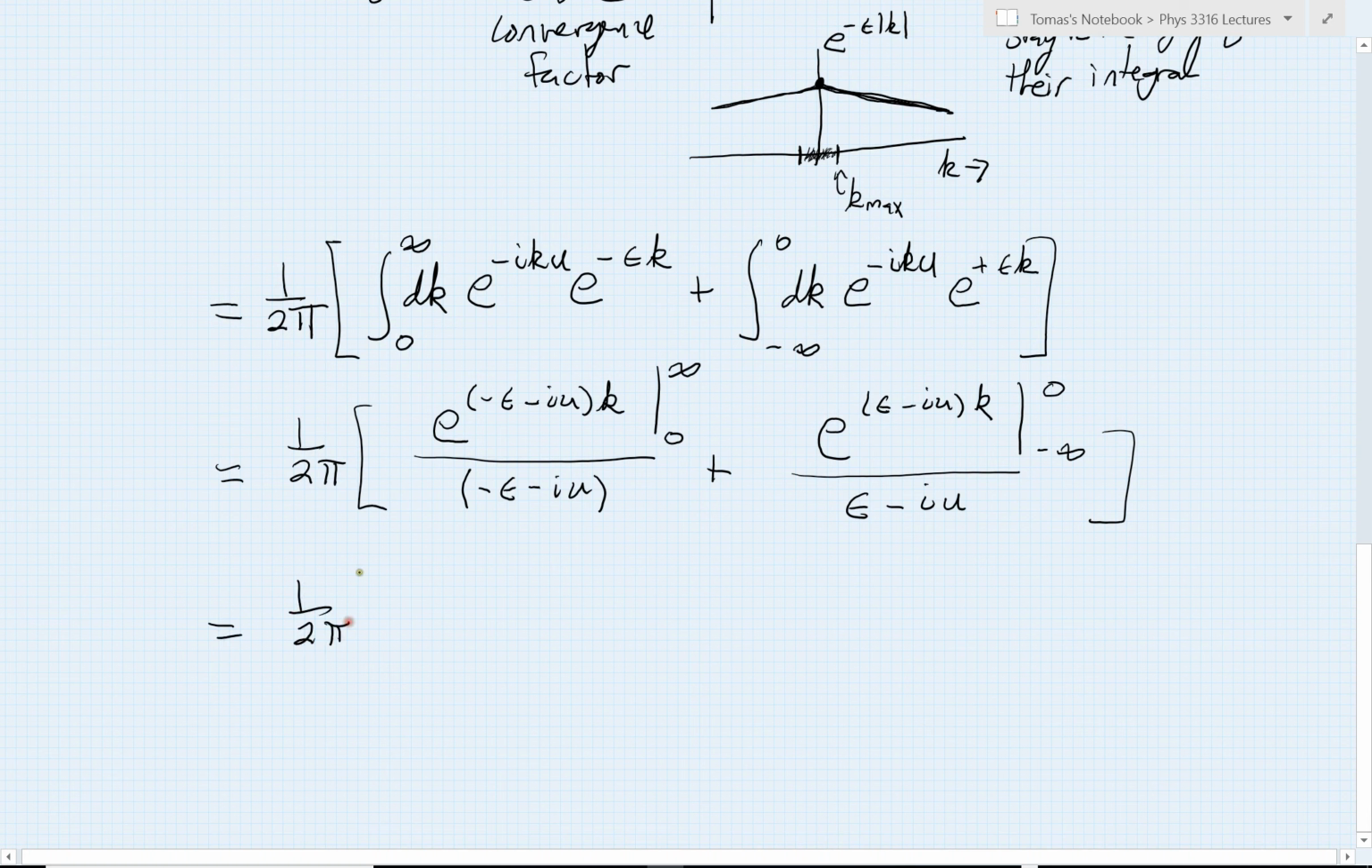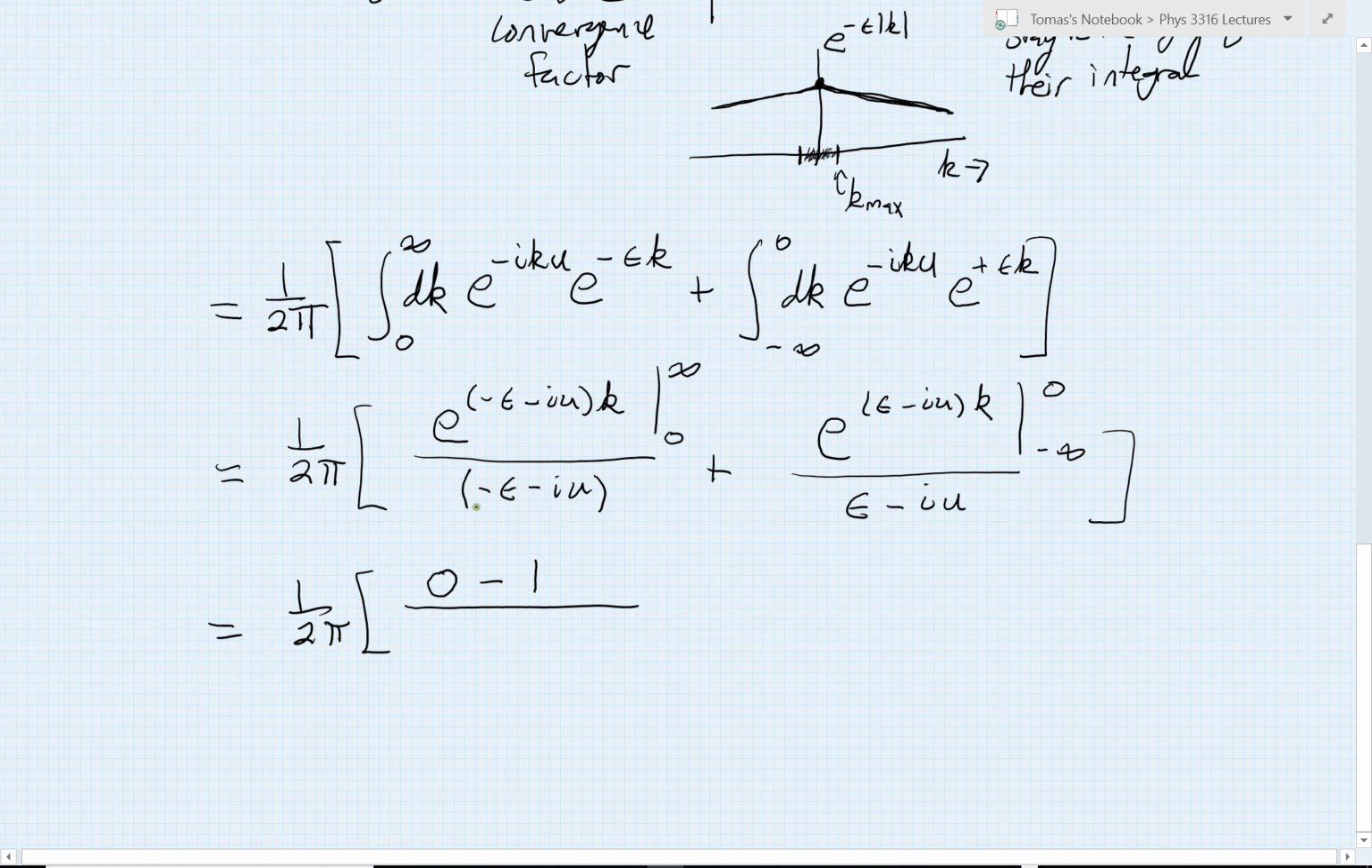Our job next is to insert the limits of integration. When we insert infinity, we'll have infinity. Now this iuk part will be oscillating, but notice the infinity for k will multiply a minus epsilon. So I get a decaying exponential out at infinity. That, of course, gives me a value of 0. And then I can subtract, and when I insert 0 for k, I get e to the 0, and that, of course, evaluates just to 1.